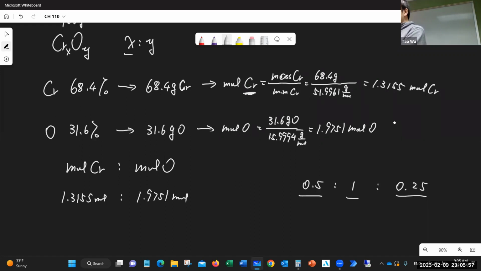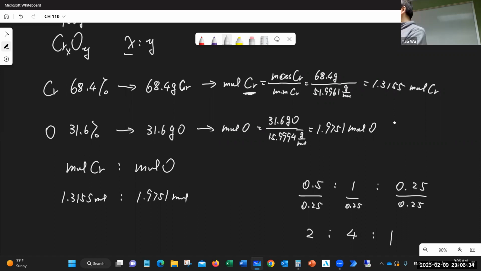So the smallest number is 0.25. So all three numbers are going to be divided by the smallest number, which is 0.5 divided by 0.25, 1 divided by 0.25, and 0.25 divided by 0.25. So now what do we have? 0.5 divided by 0.25 is 2. 1 divided by 0.25, you got 4. And 0.25 divided by 0.25, you got 1. So the whole number ratio between those three numbers is 2 versus 4 versus 1.